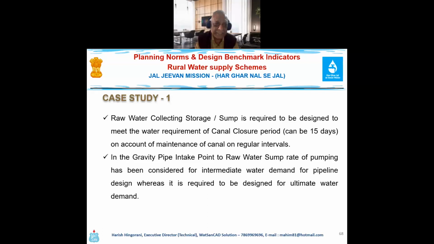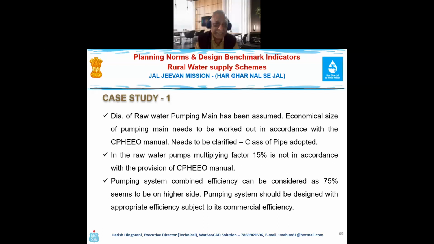In the gravity pipe intake, the raw water rate of pumping has been considered for intermediate water demand for the pipeline design, where it is required to be designed for the ultimate. So this is one additional issue. The diameter of water pumping main has been assumed; the economic size needs to be worked out in accordance with the CPHO manual, and accordingly a suitable class of pipe is required to be adopted considering the pressure requirement. For raw water pumps, the multiplying factor is 50%; as suggested earlier, not more than 10% should be there.